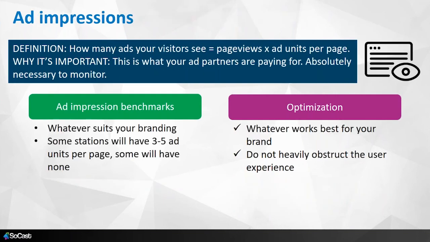You also want to track the number of ad impressions that you are serving to your ad partners per month. This is defined by the number of ads that your visitors see and is a function of page views and the number of ad units you have on each page. The metric is important because it is what your ad partners are ultimately paying for. You need to monitor and grow this number so that you can provide them with that additional value.